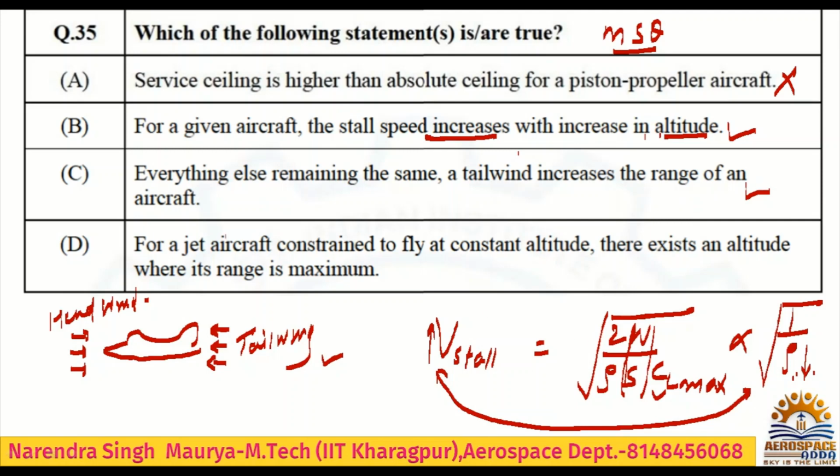Now we'll go for option D. For a jet aircraft constrained to fly at constant altitude, there exists an altitude where its range is maximum. That is true, because whatever the aircraft you have, that altitude will be almost fixed for that particular aircraft. And why is it fixed? Because at that particular altitude, for the given fuel amount, the range will be maximum. That's the reason you are flying at that particular altitude. That is the one advantage. So yes, this is true. So option D is also true.